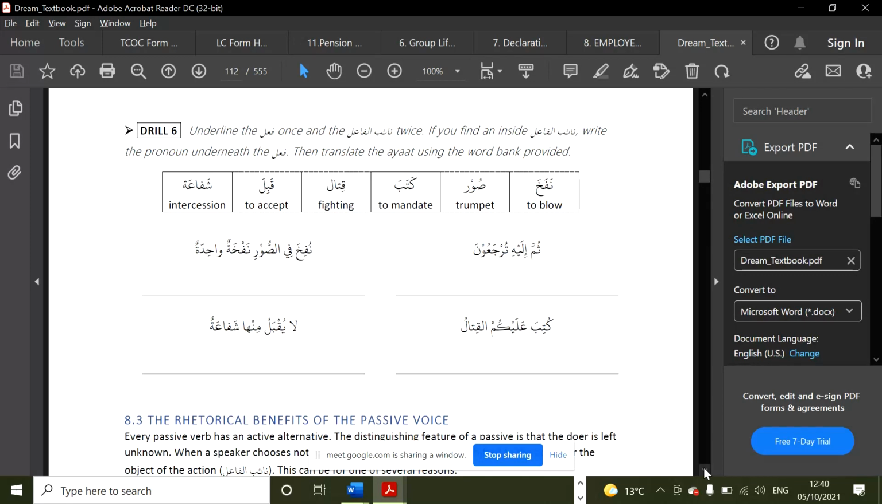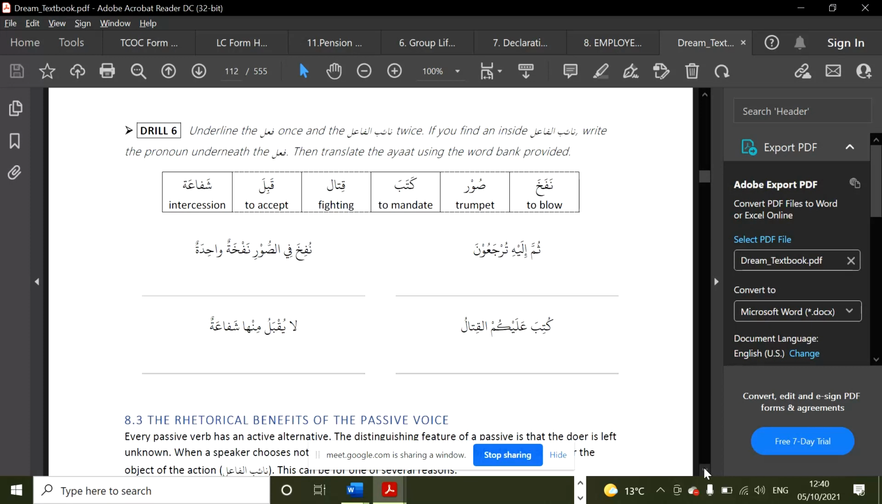So now we're going to translate it. He was mandated, not he anymore. When we say outside naibul fa'il, then what comes first? The fighting. So the fighting was mandated upon you all. Alaykum means upon you all. Very well done. Very good. Now the next one, please.